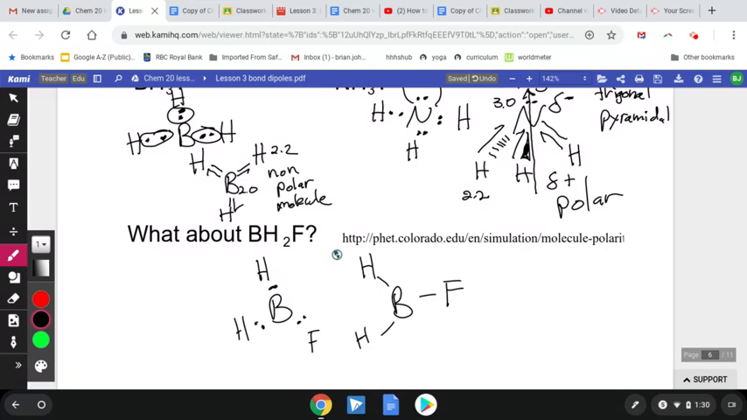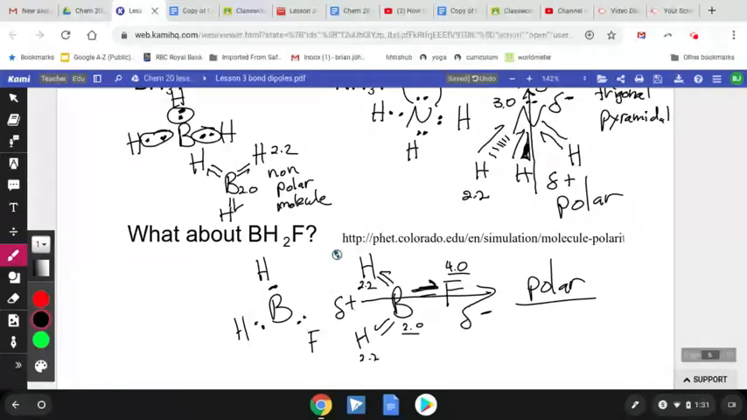Okay, dipoles. So boron was 2.0, hydrogens were 2.2, and fluorine is the highest of all at 4.0. So we draw in our dipoles. Hydrogen pulls a little bit. Fluorine pulls a lot. So even though these look the same, they're all pulling in opposite directions. This is a big dipole from 2.0 to 4.0. Overall, that swings the pull of the electrons to the right side. So that's negative, and this side is a positive pull. So again, that is a polar molecule, BH2F.